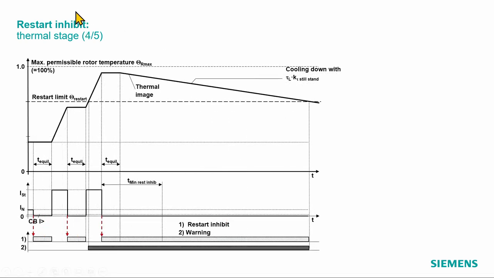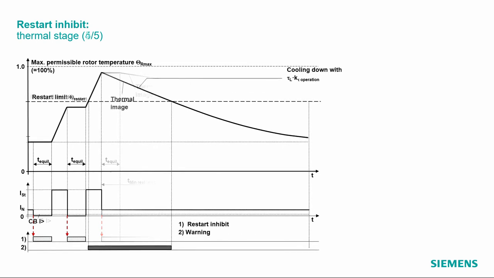Here I let the motor run until here, and then I switch it off. So here then this restart inhibit signal comes over the complete time, and in that case I have a relatively slow cooling down. So here the calculated restart inhibit time wins. So the minimum time is much smaller, so this signal is maintained until I cross here the restart limit temperature again.